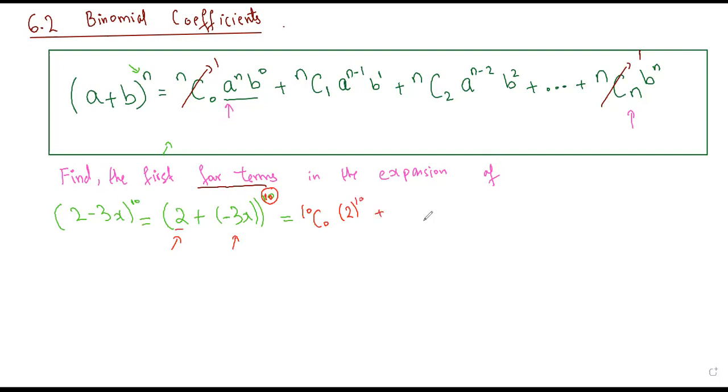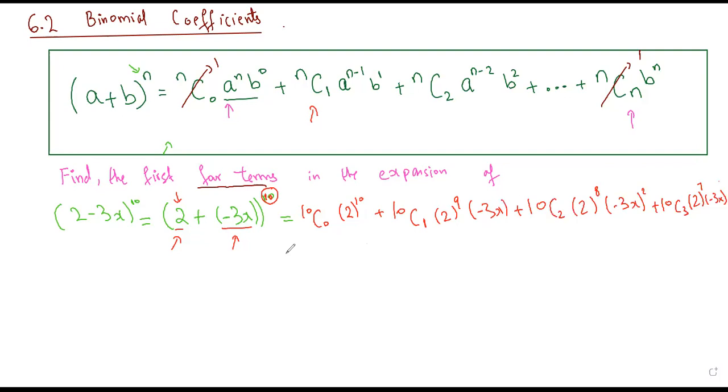plus nC1, that is 10C1 a to the power n minus 1. So 2 to the power 10 minus 1, that is 9. And b to the power 1, b is minus 3x, plus 10C2 a to the power n minus 2. So 2 to the power 8 and b to the power 2. And then we have 3 terms and the last term is 10C3, 2 to the power 7 and (minus 3x) to the power 3. These are the first 4 terms.